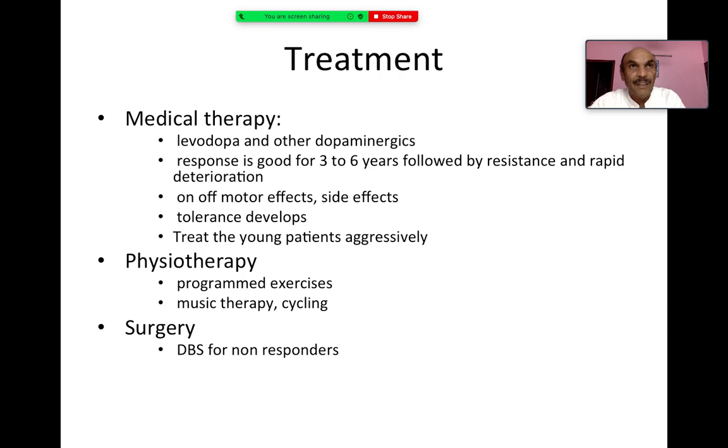And surgery nowadays has become the mainstay treatment for these patients when there is no proper response and tolerance develops to the drugs. Over a period of 5 to 6 years, when the response is getting poorer and poorer, deep brain stimulation is going to be effective in most of these patients. DBS has become the primary treatment for many patients with Parkinson disease nowadays.